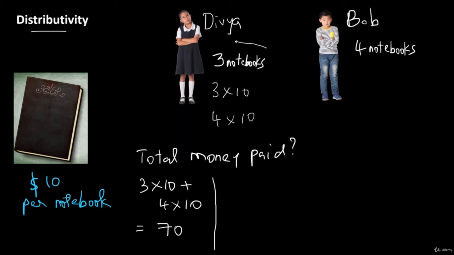So Bob calculates that as 3 plus 4. So a total of 7 notebooks are bought and each notebook costs $10.